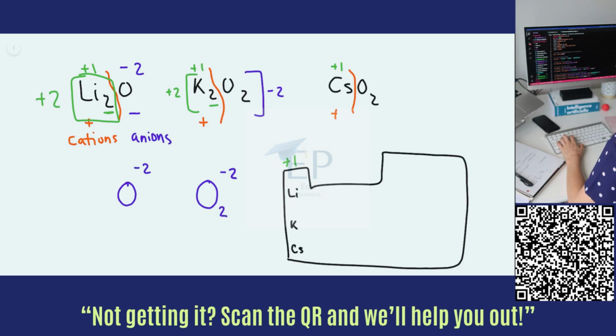Then finally, we'll come over and look at our last compound, CsO2. So here we have cesium, which is a +1 charge, but we only have one of them. So the positive side of the molecule has a +1 charge overall, which means the negative side of the molecule must have a -1 charge overall. So we would have O2, this time with a -1 charge.